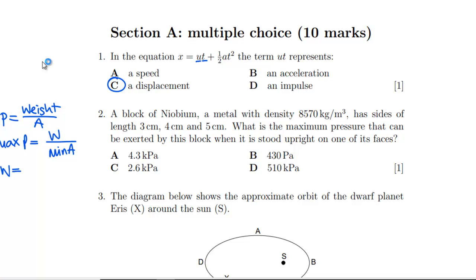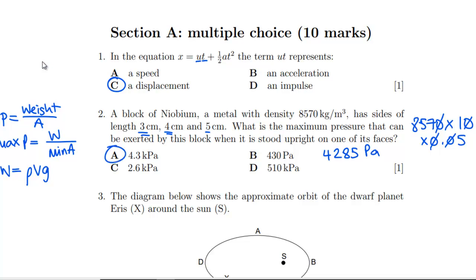Our weight is going to be equal to the density times the volume, which gives us the mass, multiplied by g. Our volume is 3 times 4 times 5, but our minimum area is going to be 3 times 4, so those are going to cancel when we divide out. All we're left with is the density, 8570, multiplied by g, which is 10, multiplied by the one dimension that hasn't been cancelled, which is this 5 centimeters, so 0.05. Let's get rid of a few zeros. We're left with 5 times 857, or half of 8,570, which is 4,285 pascals. It's too big for B, so there we go, A.